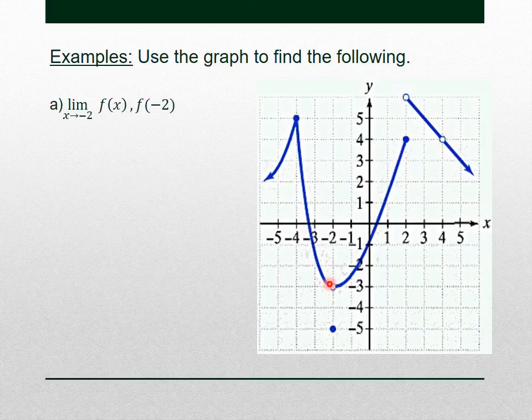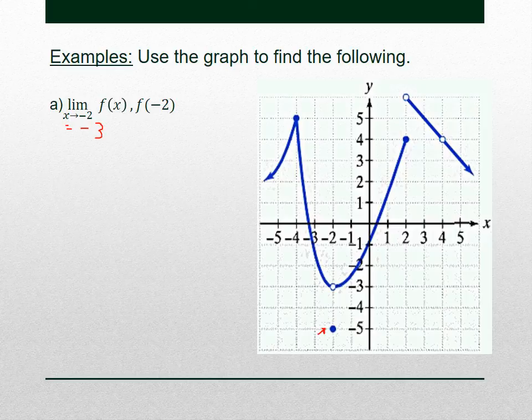All right, so what we want to see is if that's the same as the limit as x approaches -2 from the right. So we'll start over here to the right of -2 and trace the graph moving to the left towards -2. And we can see that as we get close to -2, the height we're at is -3. So since the limit from the right was -3 and the limit from the left is -3, the limit exists and is -3. So that limit is -3.